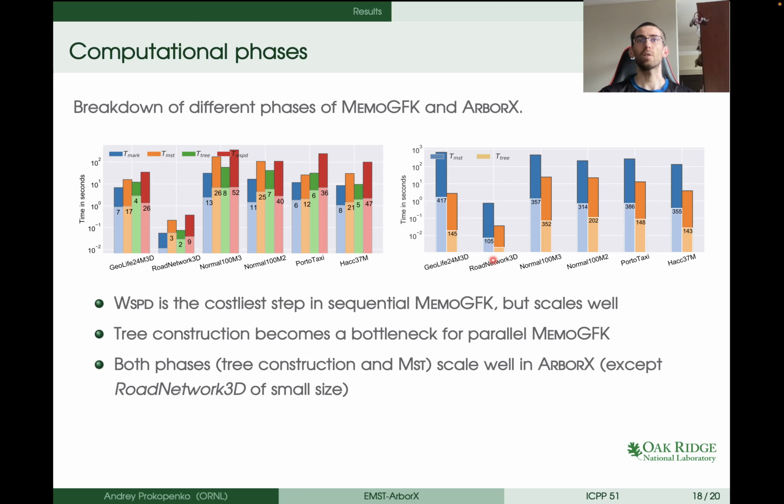We note that the road network scaling is the worst out of all examples, and this is mostly because it is the smallest data set. It has about 400,000 points, and that is not enough to fully saturate the GPU with work.